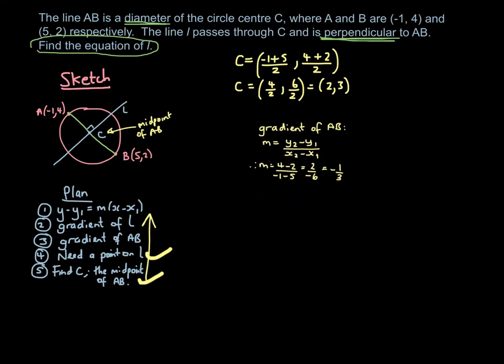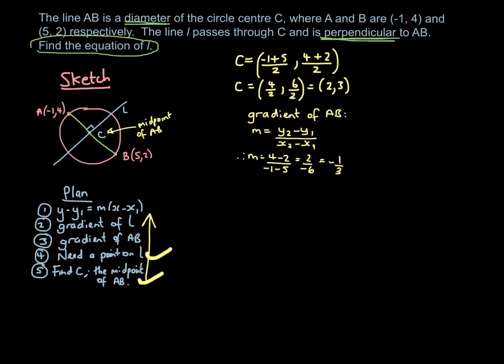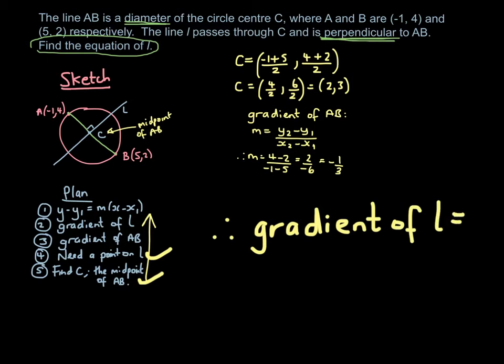And then, if our gradient of AB is minus a third, what's our gradient of L going to be? It's easy. It's the negative reciprocal, is what we call it. But in effect, all you do is you flip it upside down and change the sign. So it'll be 3 over 1, and it changes from a negative to a positive, so it's just going to be 3.